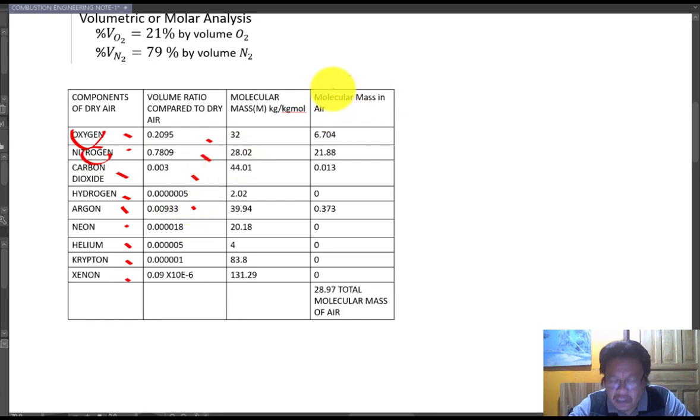And also in terms of your molecular mass, oxygen and nitrogen are still high. So that's why they are commonly used in stoichiometric analysis compared to the other gases, which already have a small value. So that's why they are just disregarded in computation.